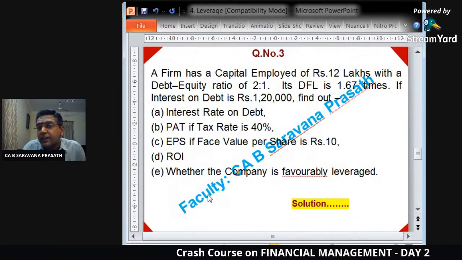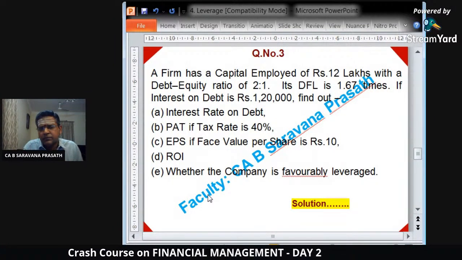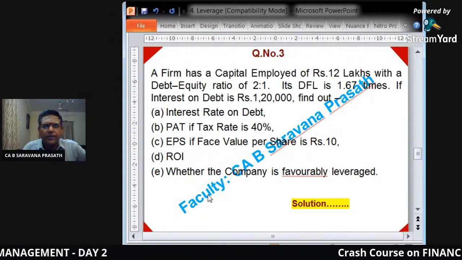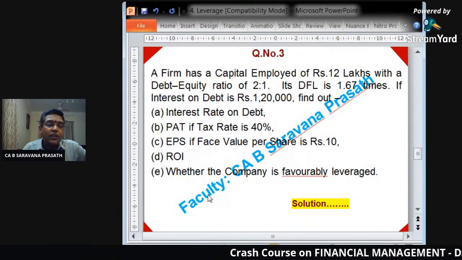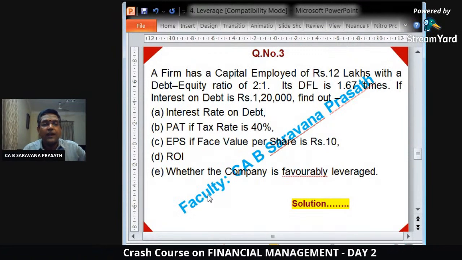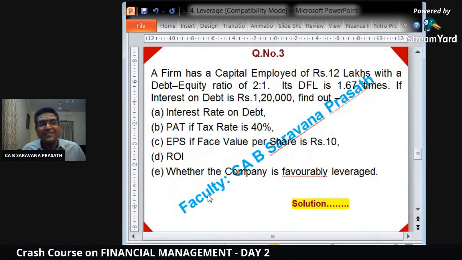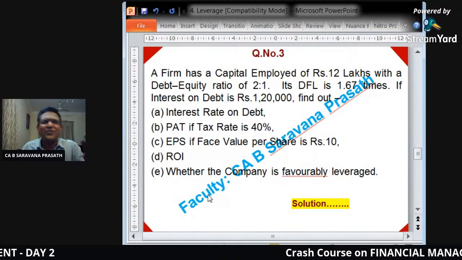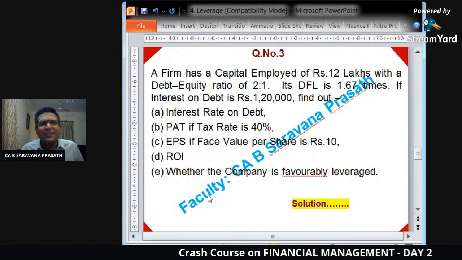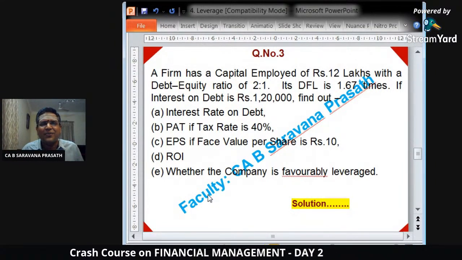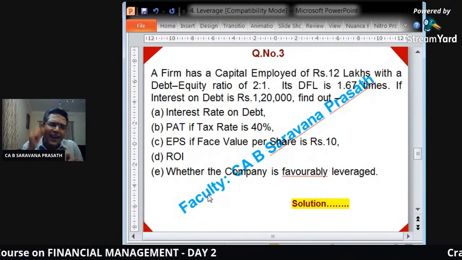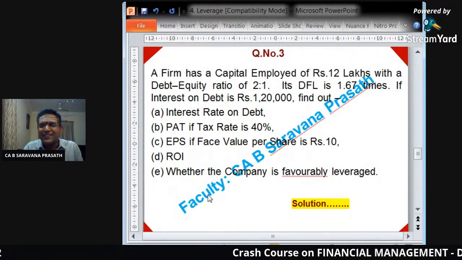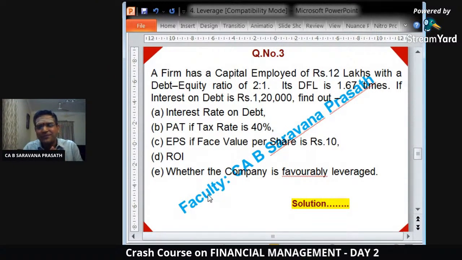Its DFL, degree of financial leverage, is 1.67 times. Fine. If interest on debt is 1,20,000, find out first the interest rate on debt. That's very simple. Just now we have talked about the debt amount as equivalent to 8 lakh rupees. 1,20,000 is the interest paid on 8 lakh rupees.